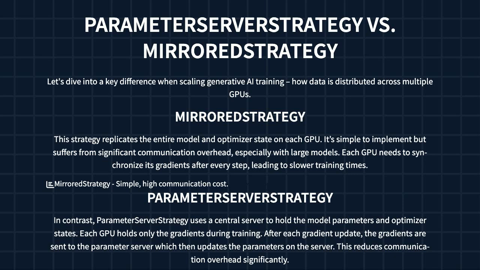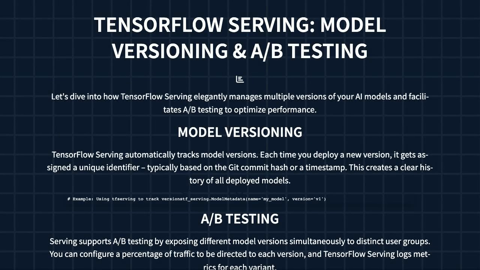Then there's parameter server strategy. Instead of copying everything, each GPU only holds its gradients. All the parameters and optimizer states live on a central server. After each gradient update, the GPUs send their updates to the server, which then applies them. This drastically reduces communication overhead, making it much better for really large models or when you have a lot of GPUs but limited bandwidth between them. So, parameter server strategy is generally your go-to choice if you're dealing with massive models and a high number of GPUs.